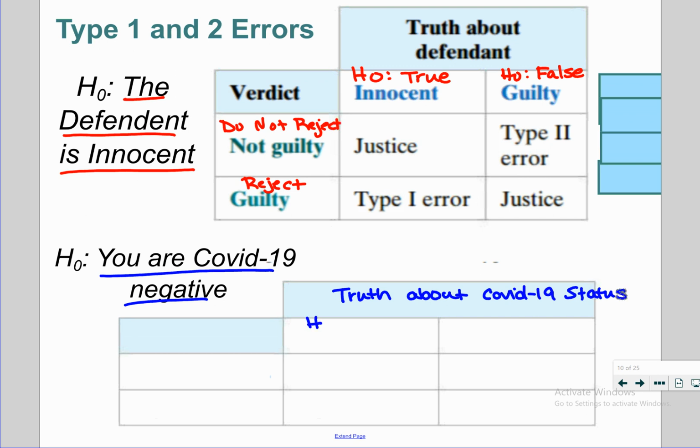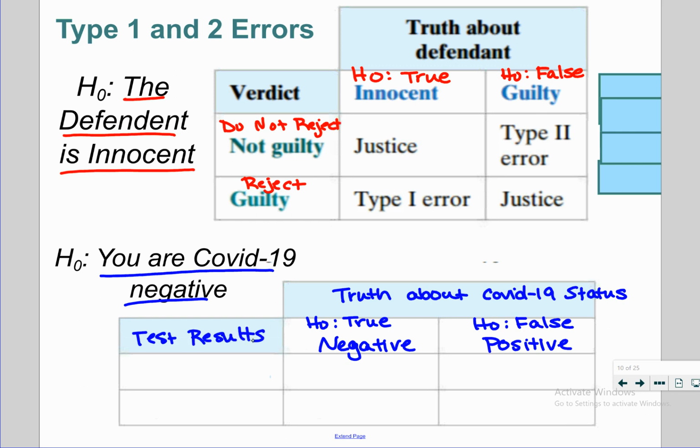So the first box is that our null hypothesis is true, okay? So our null hypothesis is that you're COVID-19 negative, so the truth is that you do not have COVID-19. Or the null hypothesis is false. So if you are not negative, that means you have COVID-19, okay? Then on the side, how would we determine that? Usually with test results, right? Some type of medical testing, rapid tests, send away tests, whatever they decide to use.